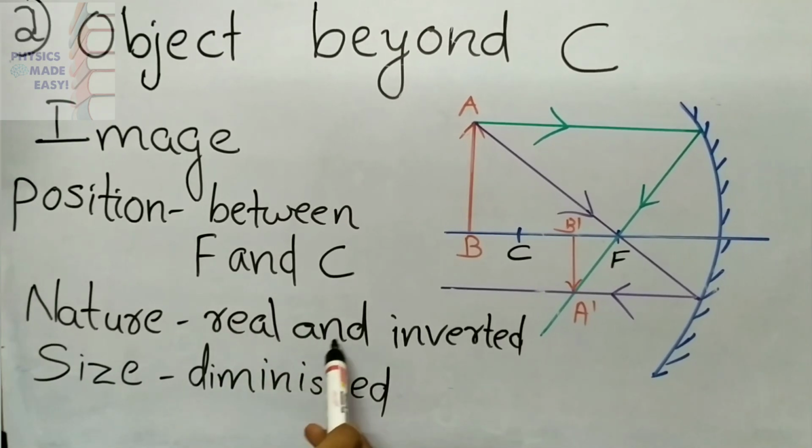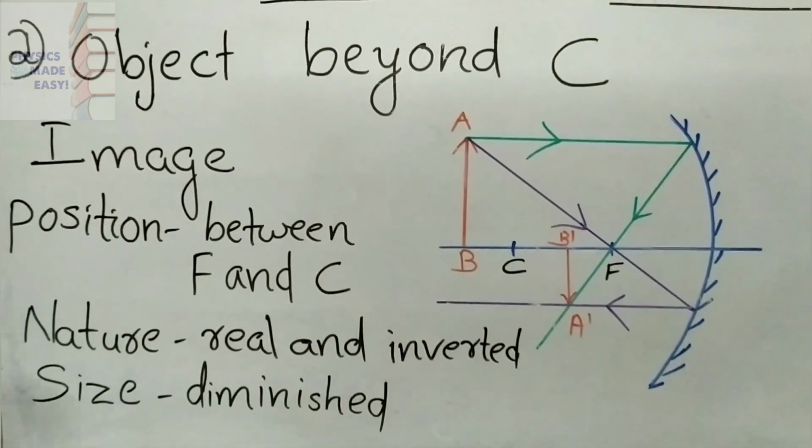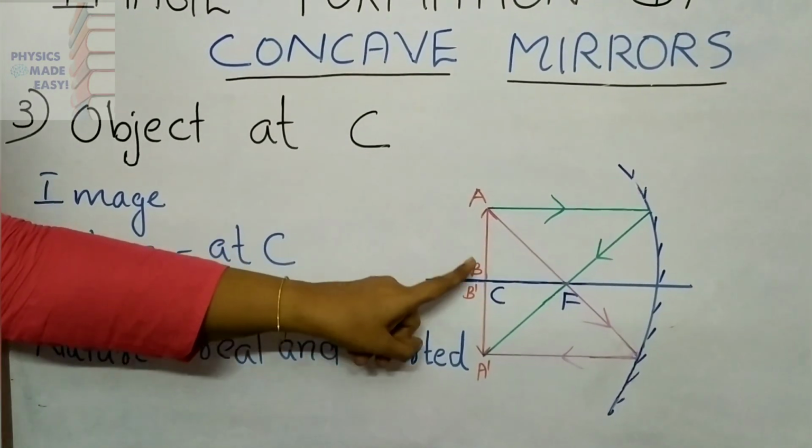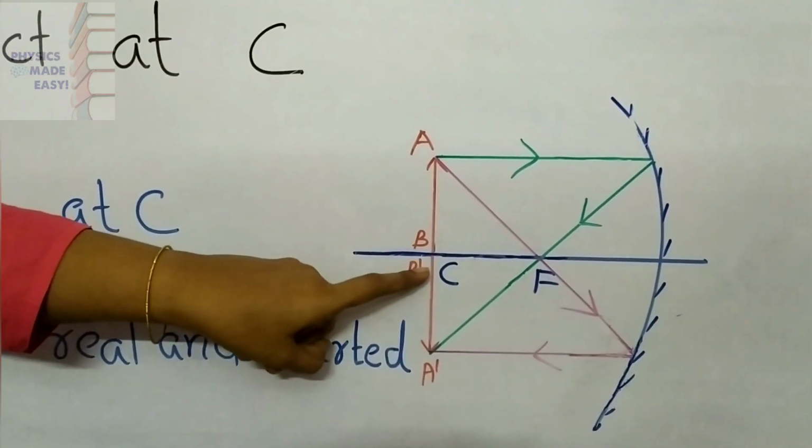That will be a real and inverted image, and the size will be diminished. If you are placing the object at the center of curvature, what will happen? Where will you get the image?